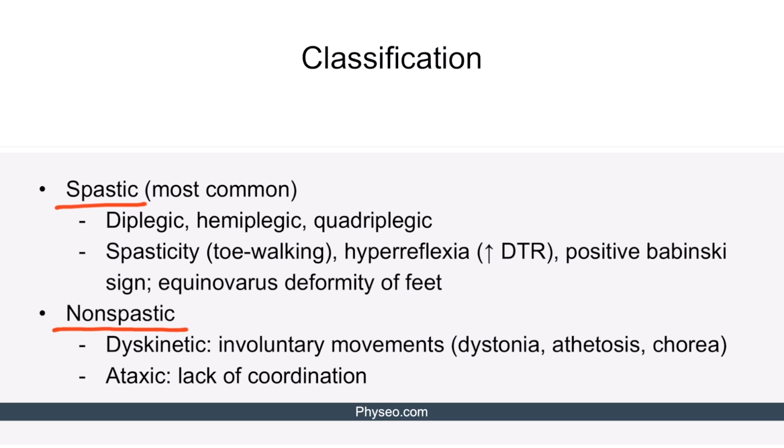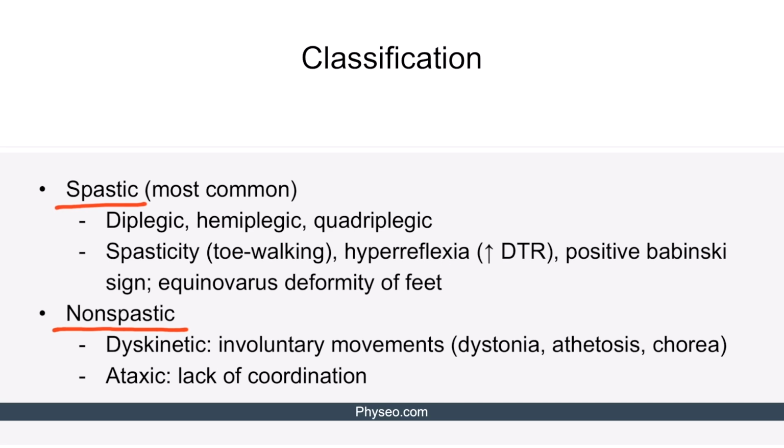The presentation can be variable and depends on the number of limbs affected. Patients can present with spastic diplegia, hemiplegia, and quadriplegia. Spasticity that leads to toe walking, hyperreflexia, evident by increased deep tendon reflexes on physical exam, and positive Babinski sign are characteristic of spastic cerebral palsy. Let's remember that positive Babinski sign is the fanning of the toes upon stimulation of the plantar foot.